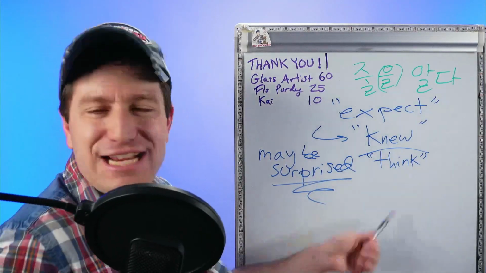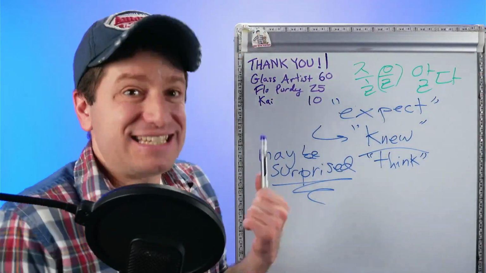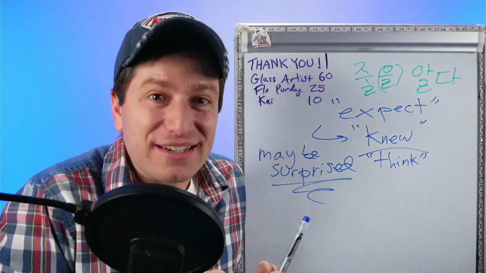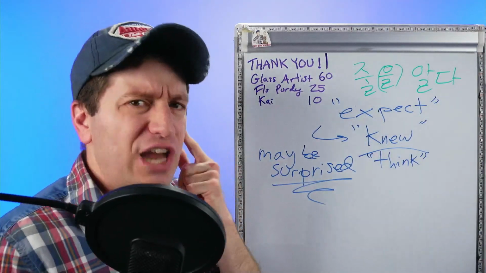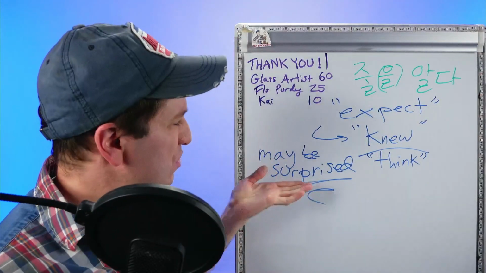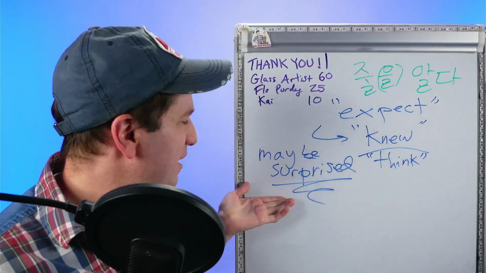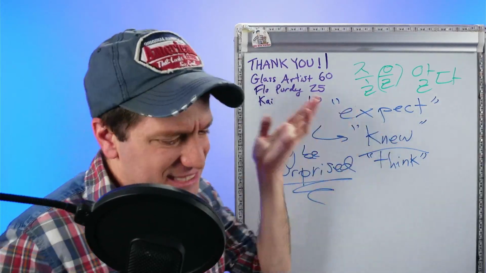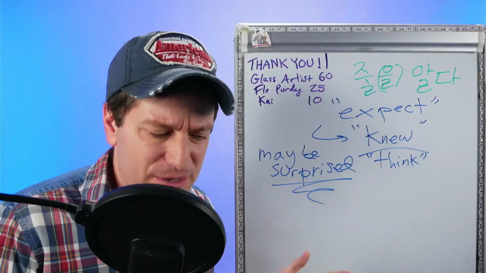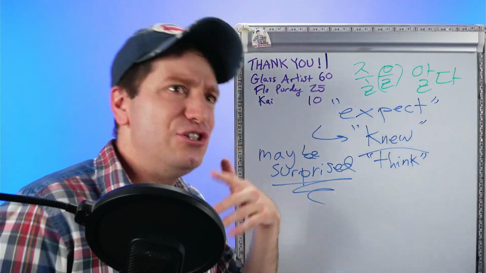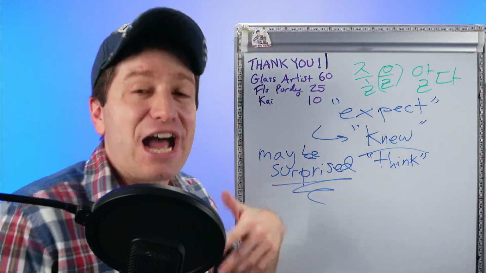For example, I knew that something would happen, and it did. Yay, I knew it would happen. Or maybe, oh, I thought it would happen, but it didn't. So the speaker could be surprised by whatever it is. It kind of implies that you really expected something to happen. And if it did happen, then you say, I knew it. And if it didn't happen, you would say, I thought.